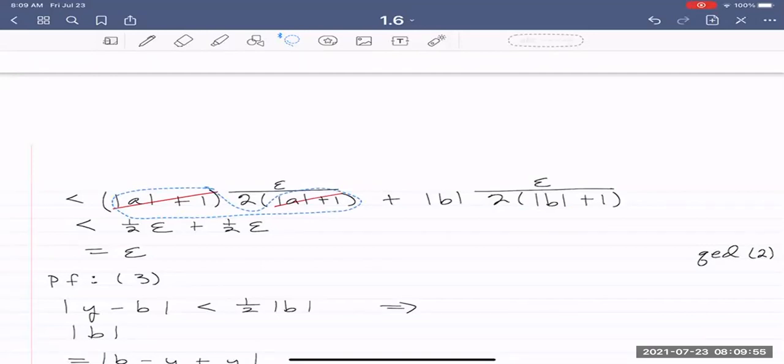The absolute value of a plus 1 cancels. And so this is equal to epsilon over 2. Since the absolute value of b divided by the absolute value of b plus 1 is less than 1, then this whole quantity here is less than epsilon over 2. Therefore, this is less than epsilon. And that's what you wanted to show.